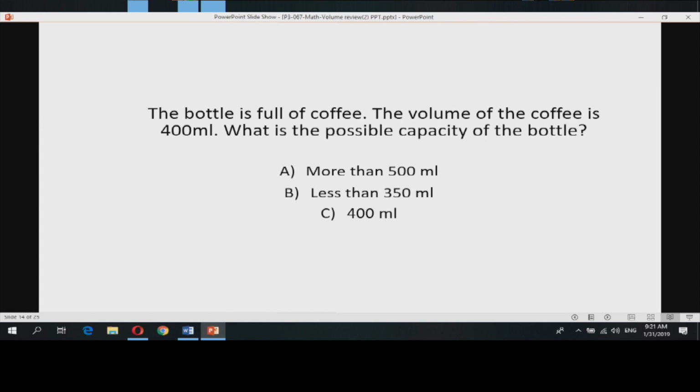The bottle is full of coffee. The volume of the coffee is 400 milliliters. What is the possible capacity of the bottle? What do we think? Have a look at them. 400 milliliters, yes, because we know that's how much volume we have already.